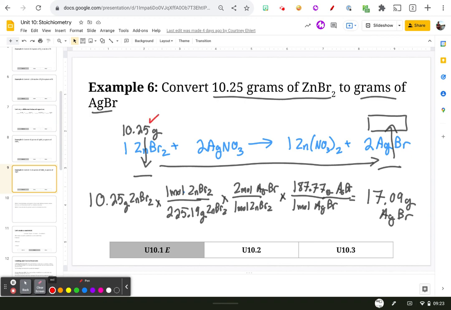Again, I'm starting with my grams of ZnBr2. So then, again, whenever you're starting with grams, the first thing you have to do is convert it to moles. All right, if you haven't recognized yet, moles are kind of important. They're kind of a big deal. So if you're not in moles already, that is your first step. So when in doubt, convert to moles.